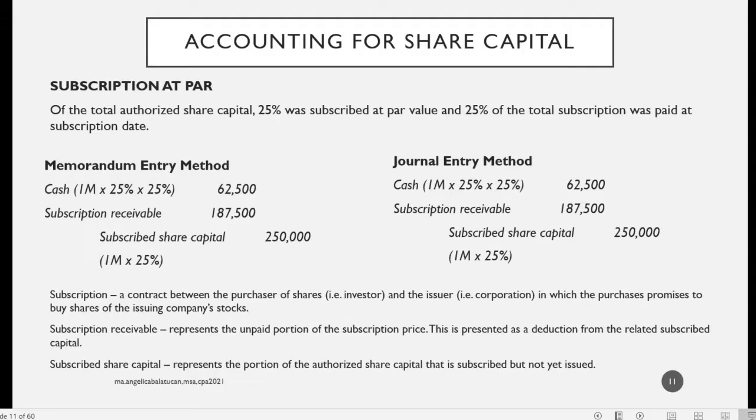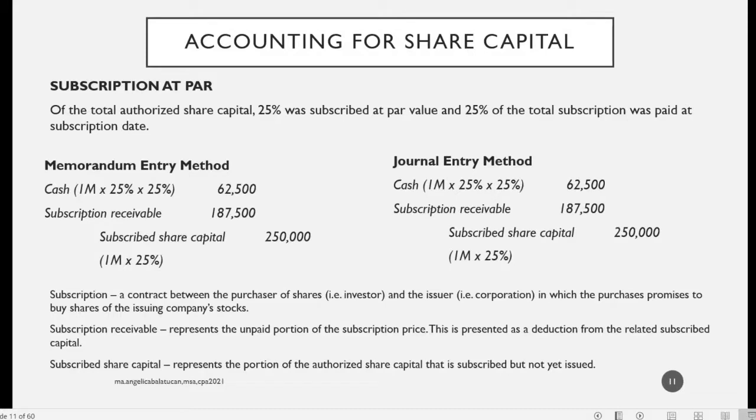So the subscription is a contract between the purchaser of shares, which is the investor, and the issuer, which is the corporation, in which the purchaser promises to buy shares of the issuing company's stock. So kung sa pagpamaligya pa ni nor ordinary sale, that would be an accounts receivable. But if we're talking about issuance of shares, so that should be subscription receivable.